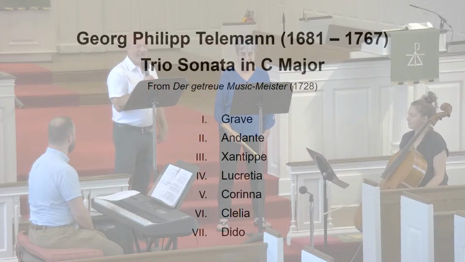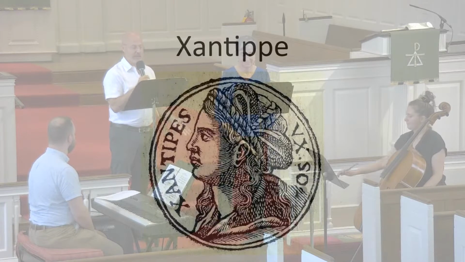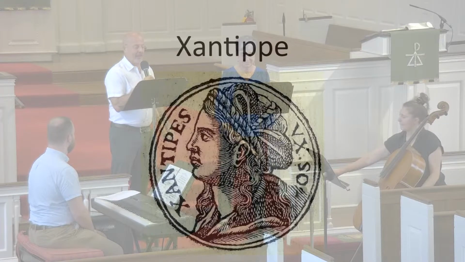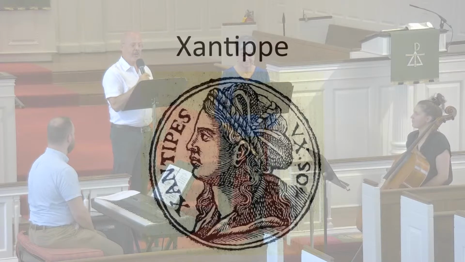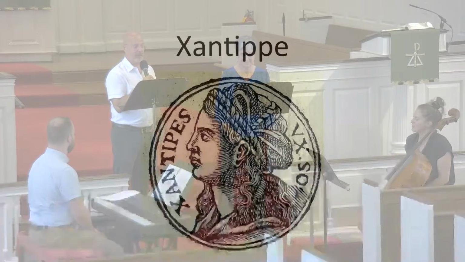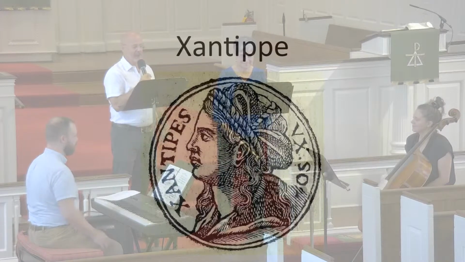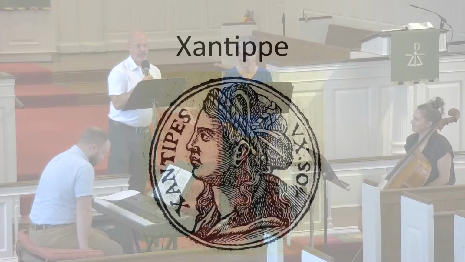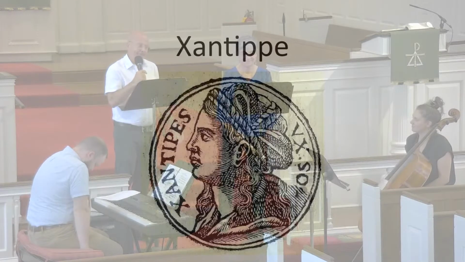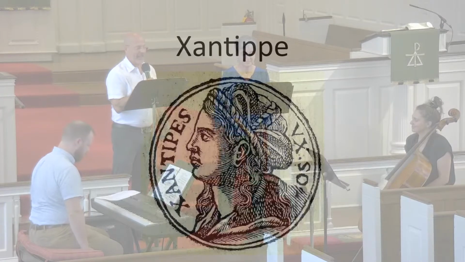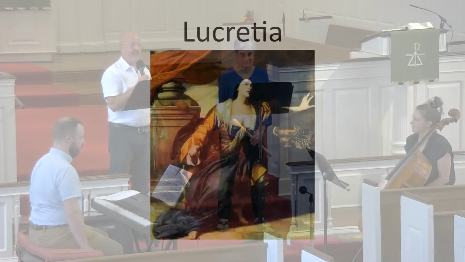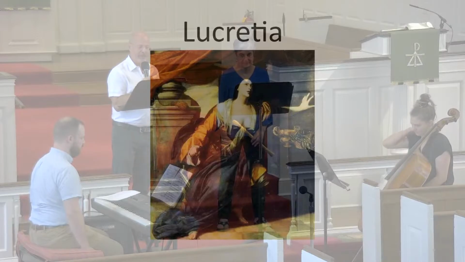Xanthippe was an ancient Athenian, and she was the wife of Socrates. And she was known for having an argumentative spirit. So Xanthippe is often used as an ill-tempered or shrewish woman. The next movement is Lucretia. It's a very slow, sad movement.